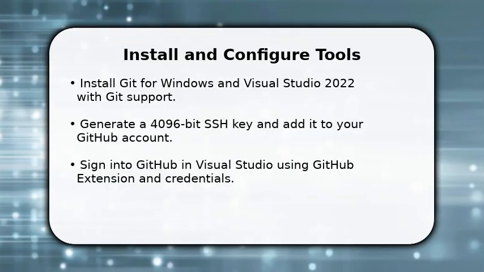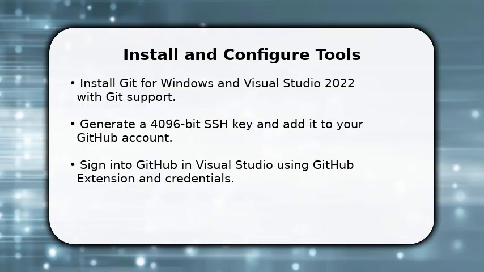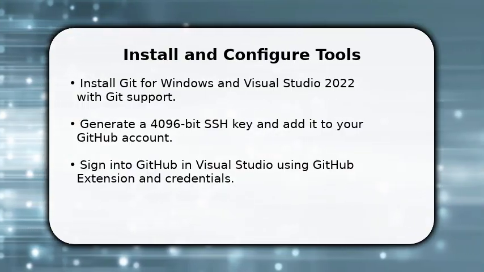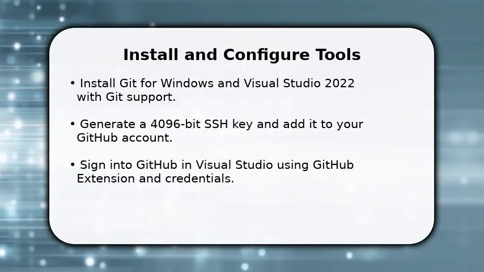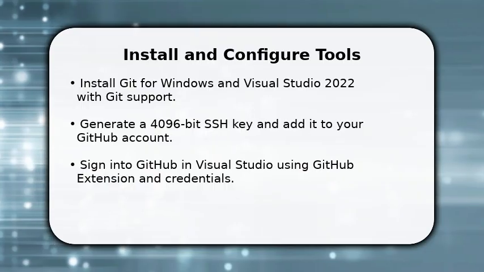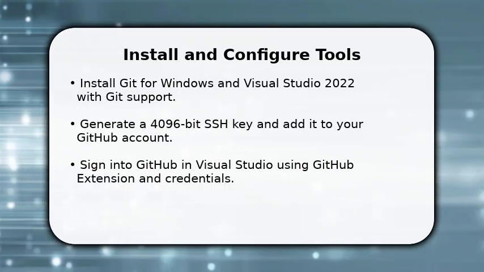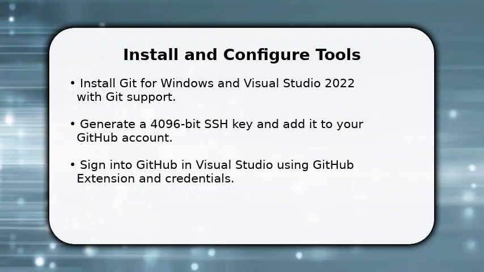First, install Git for Windows and Visual Studio 2022 with Git workload. Then install the GitHub extension for Visual Studio to simplify authentication and workflows. Open a terminal and verify Git version is 2.0 or higher before proceeding.